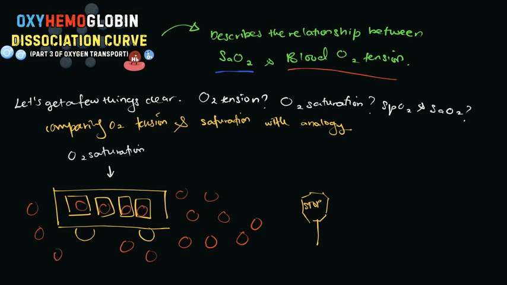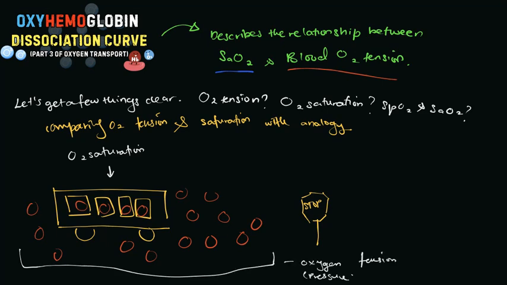So the oxygen carried by the bus or the hemoglobin shows the oxygen saturation. Here you have 100% saturation, and those who are waiting at the bus stop cause tension. So this, the oxygen surrounding the bus, outside the bus, is oxygen tension, and the total of the oxygen saturation and oxygen tension surrounding the bus contributes to the total oxygen content in the blood.